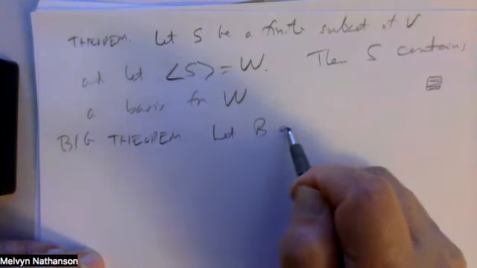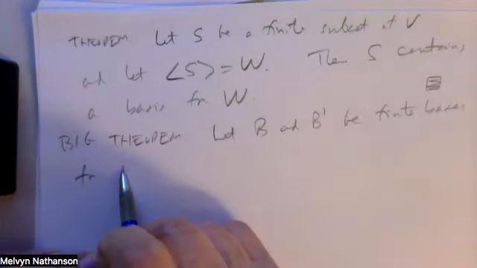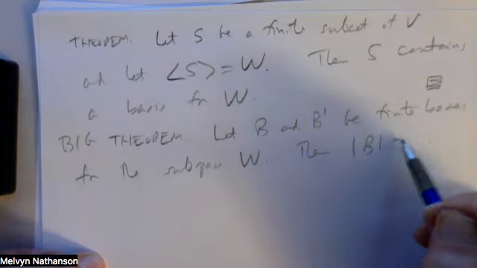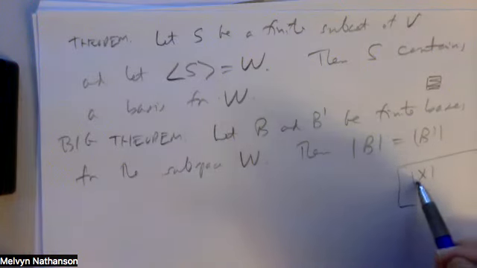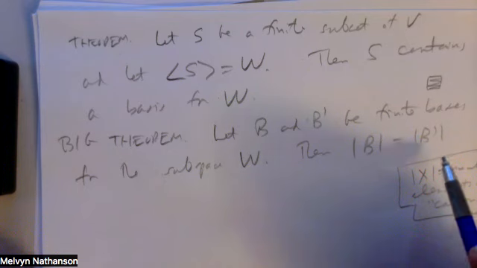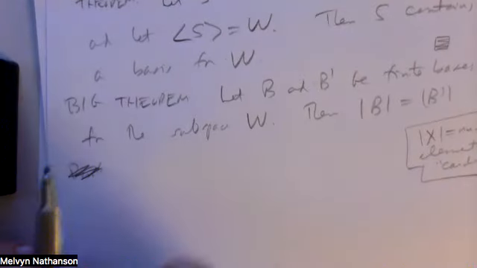Let B and B prime be finite bases for the subspace W, then the cardinality of B is the cardinality of B prime. Remember that if I write X with absolute value signs around it, this means the number of elements in X, which is called the cardinality of X. So proof. Well, actually, the way I proved this yesterday was good, and I'll just do it again.